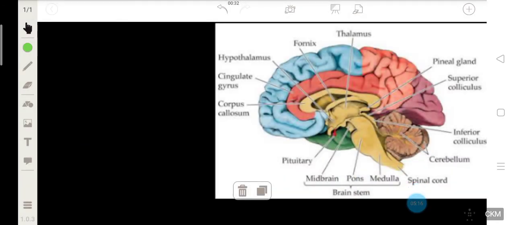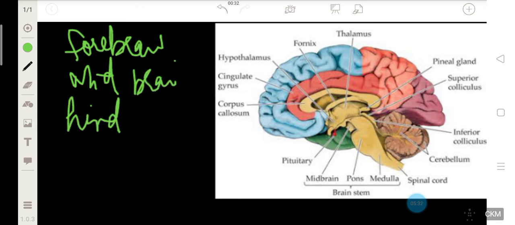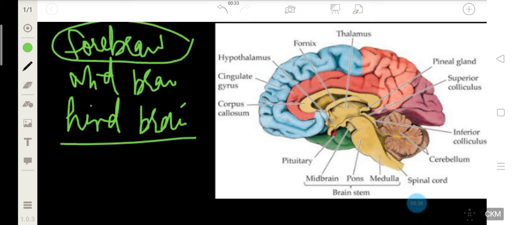Okay, if you're going to discuss the parts of the brain, then there are three basic parts: forebrain, midbrain, and hindbrain. The forebrain is the largest brain part, and it is further divided into three major parts.